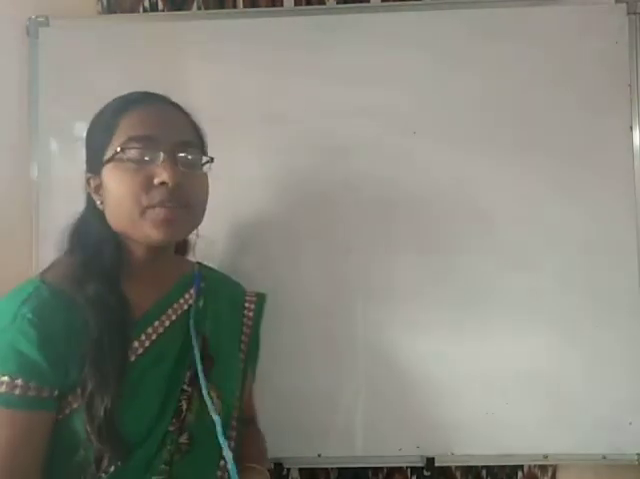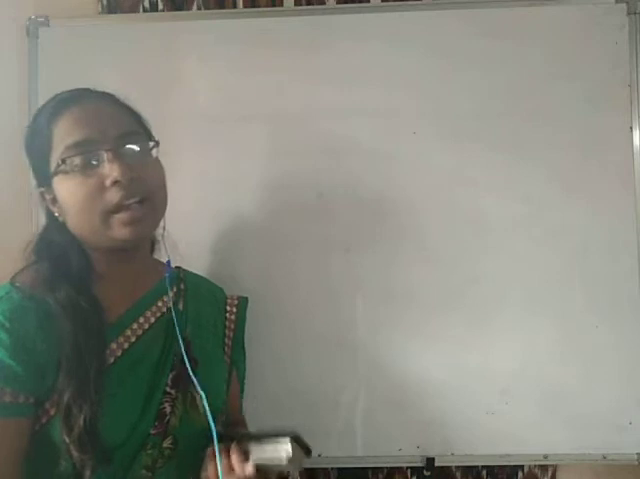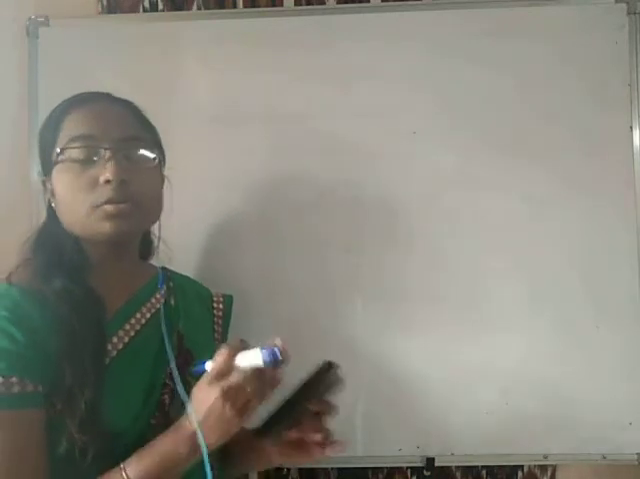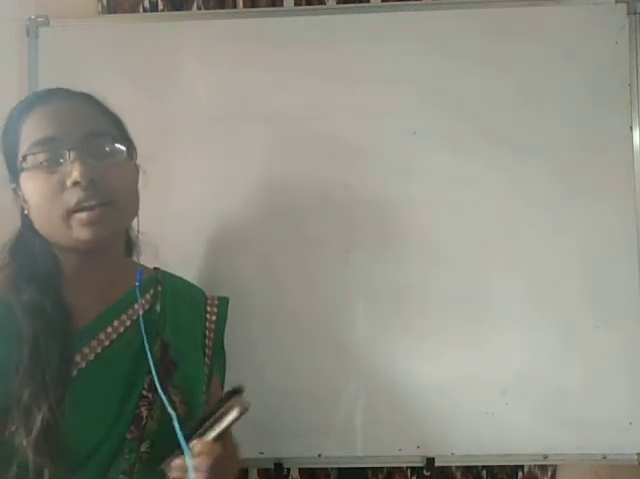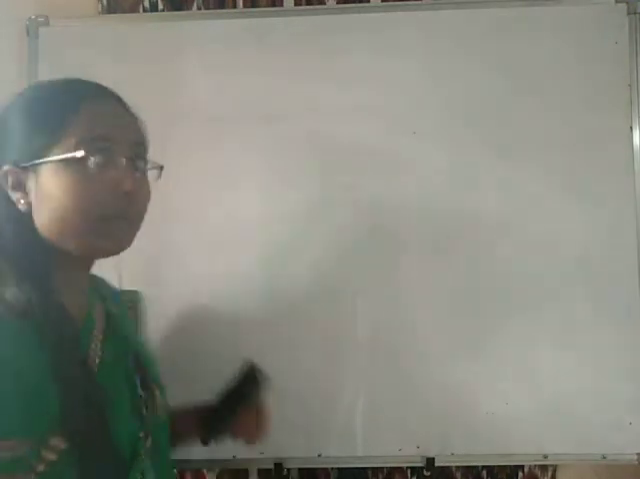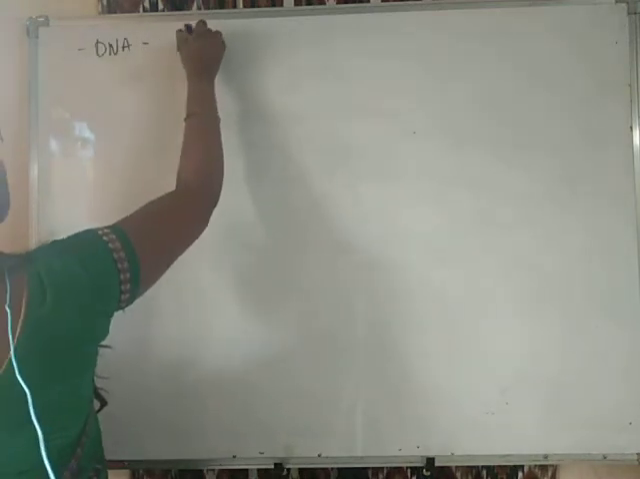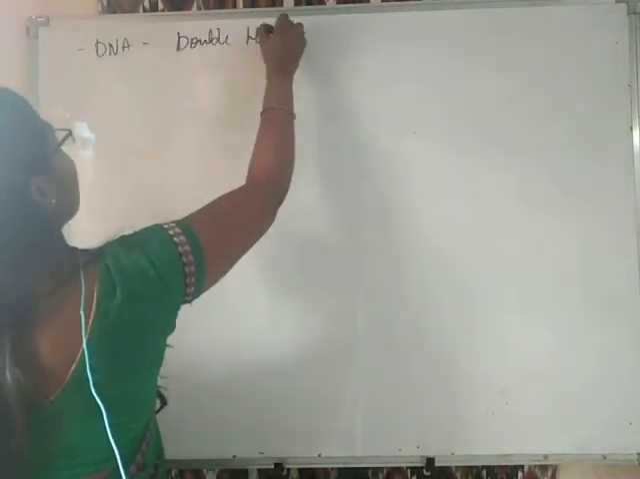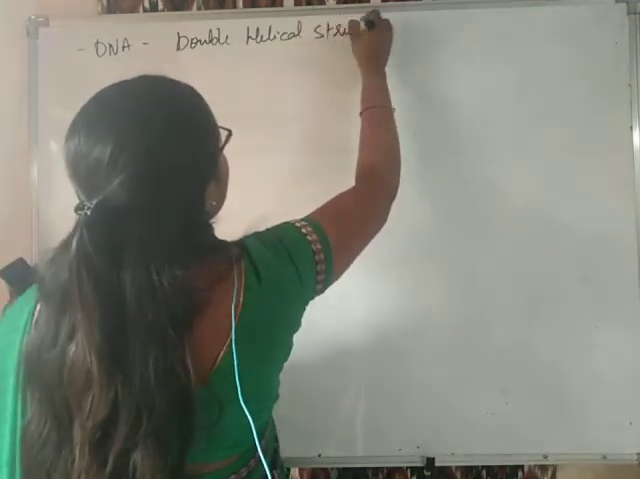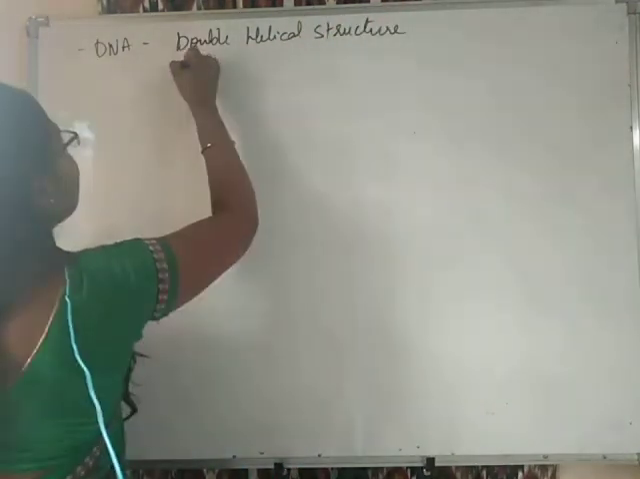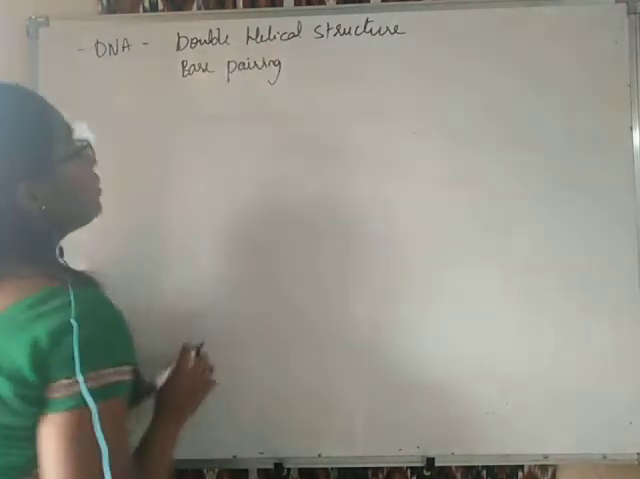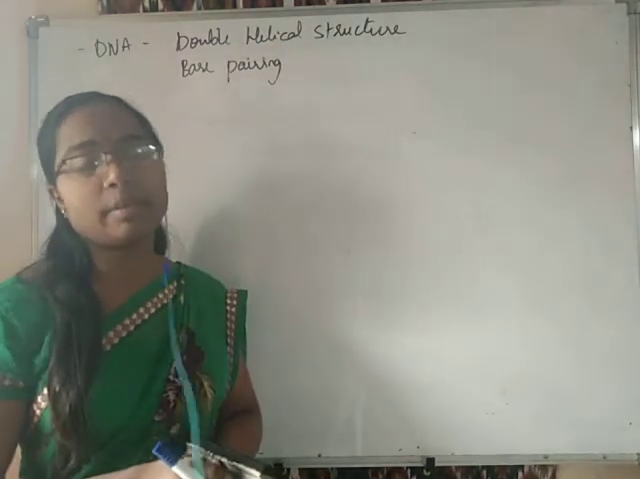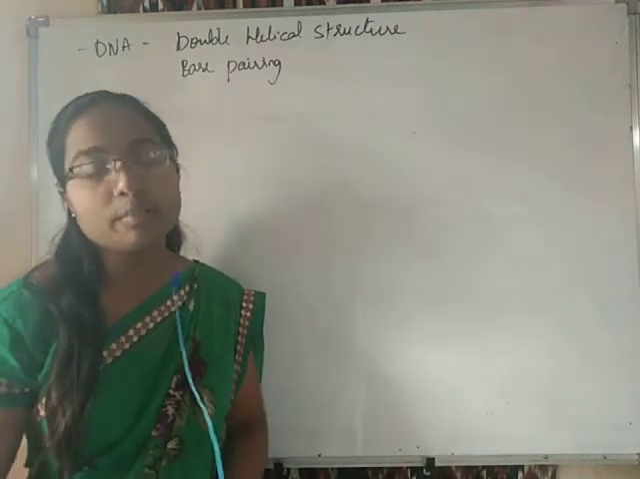See students, the DNA strand is a double helical structure, and the two strands of the DNA exhibit base pairing, right. So because the two strands of the DNA are paired with each other, how can replication occur?